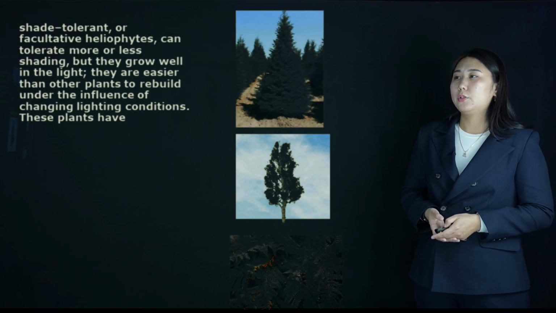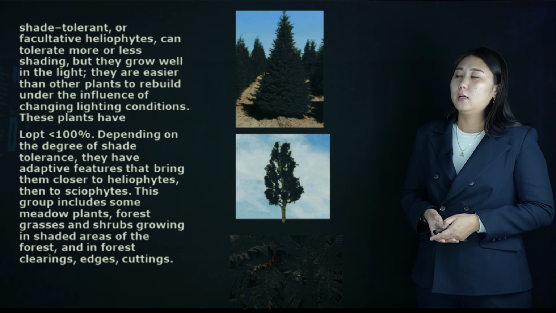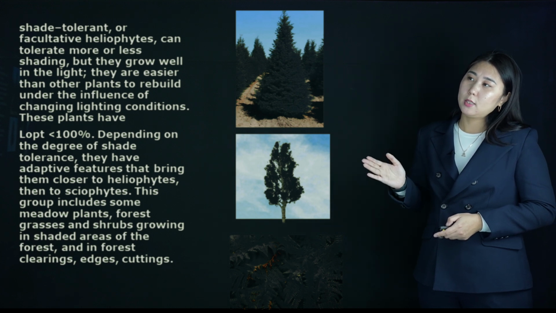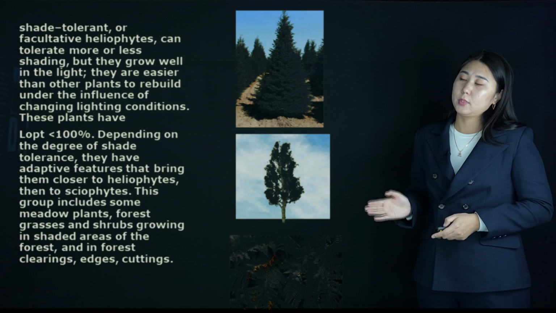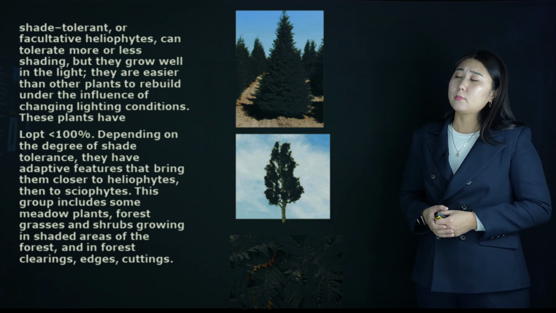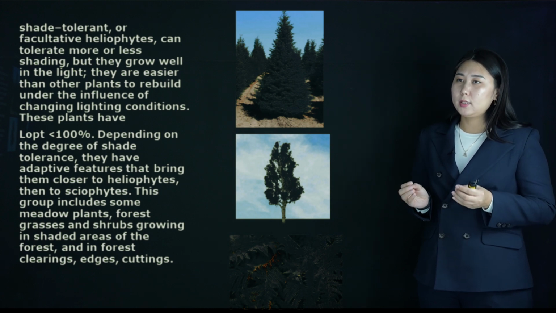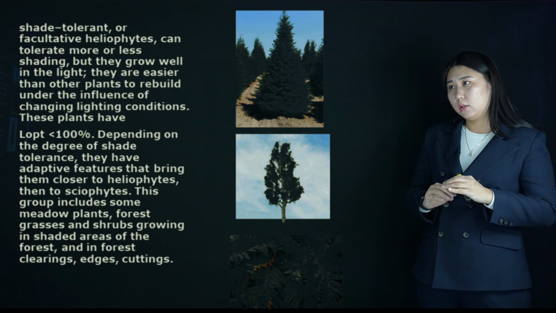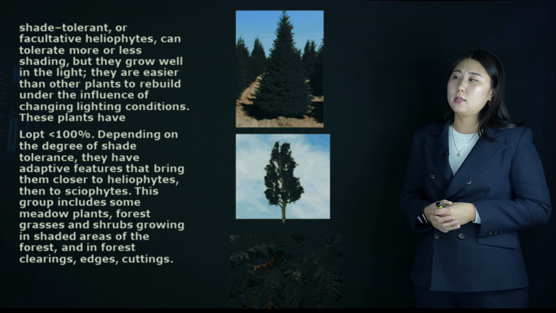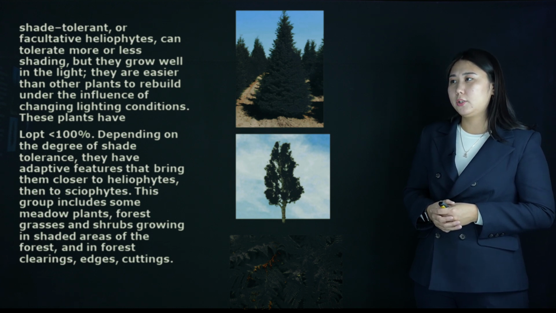The next ecological group of plants is the shade-tolerant plants, or facultative heliophytes. In this picture, you can see the types of plants included in this group. They like solar light, but sometimes they can live in low light, though they grow well in the light. They rebuild more easily than other plants under the influence of changing light conditions.